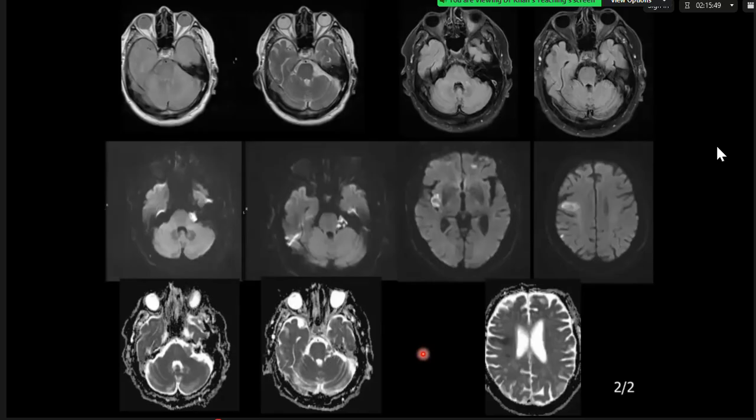So my first differential on this, as it is showing restriction, is epidermoid, or it could be arachnoid. As there is a restriction, the first probable diagnosis is epidermoid.